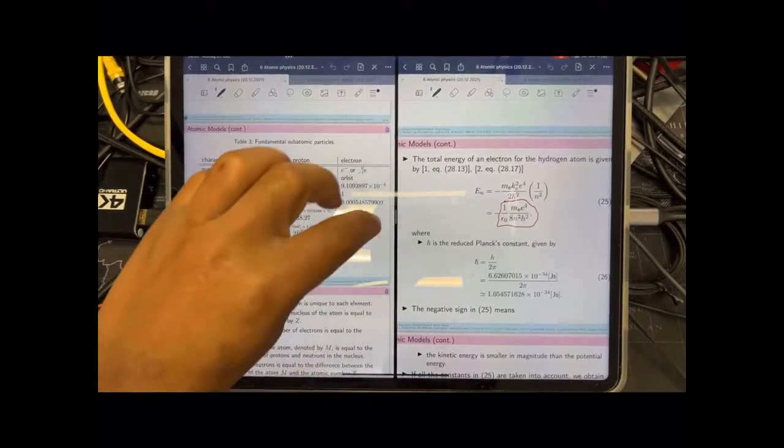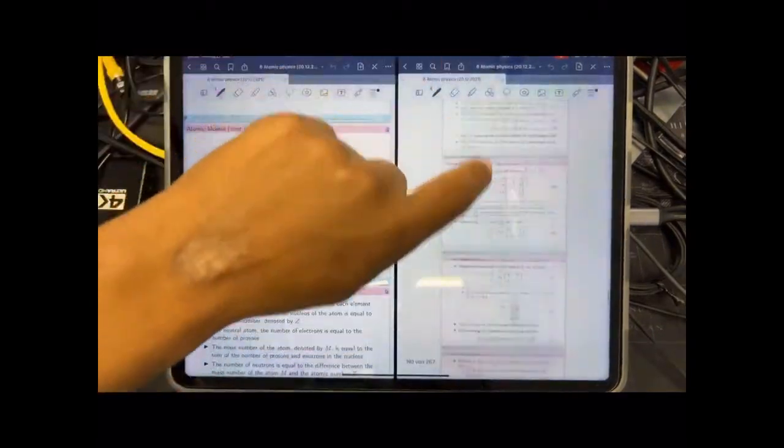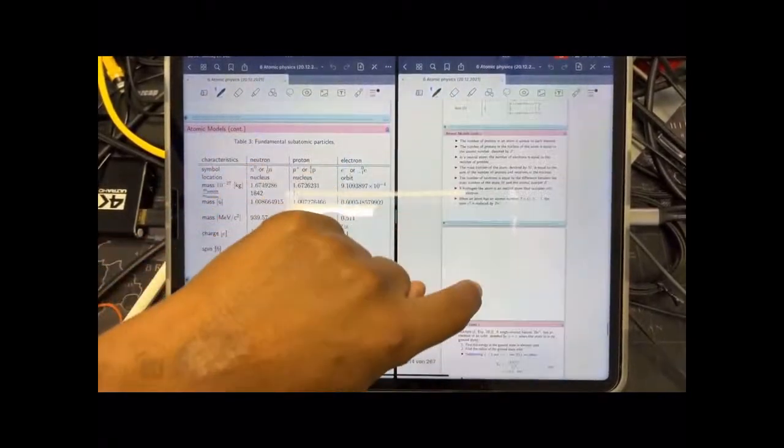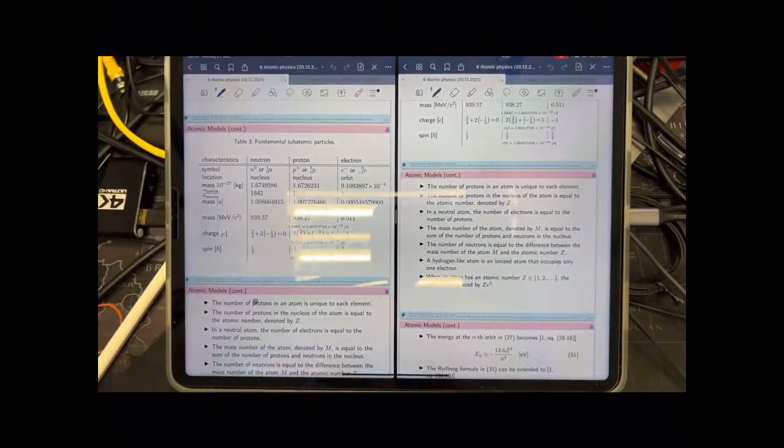The result from this table, table number 3, could be summarized as the following text. The number of protons in an atom is unique. This is quite important, and that's the location here. If you change this number, you're going to have different elements in the periodic table. The number of protons in the nucleus of the atom is equal to the atomic number, which is denoted by Z, and Z is a kind of integer.